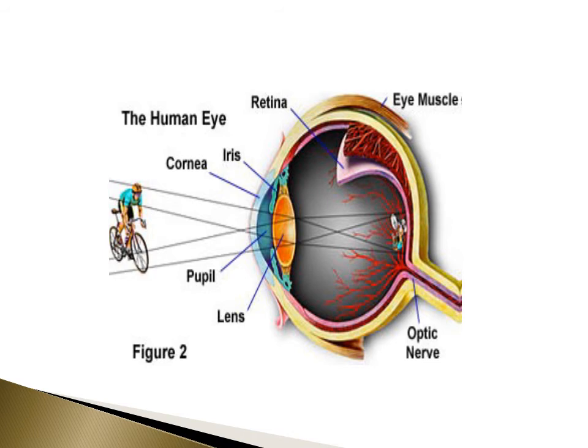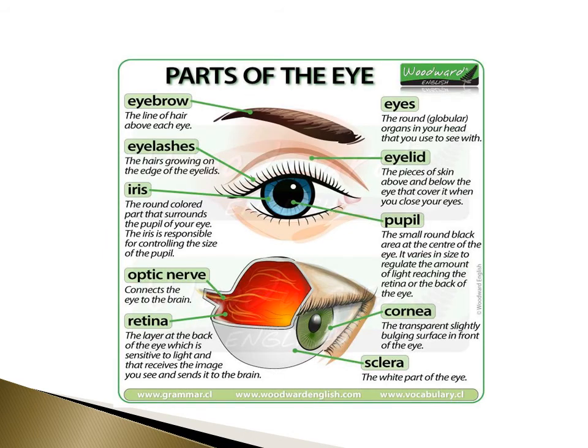Also, we have the retina in here. All right, so let's go to its parts one by one, okay? Let's go to the next page. All right, so here are the parts of the eye.